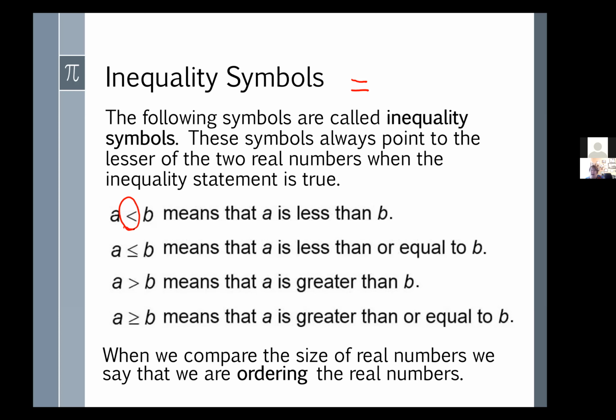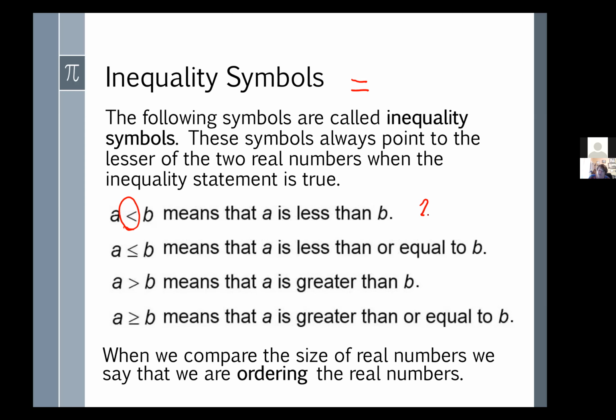So this is read, A is less than B. So A is smaller than B, or A is to the left of B on the number line. And that's how I remember less and left. So A has to be to the left of B on the number line for it to be less than B. So that symbol means less than. If we put a line underneath it, that gives us equality. In that case, A is less than B, or it's equal to B.